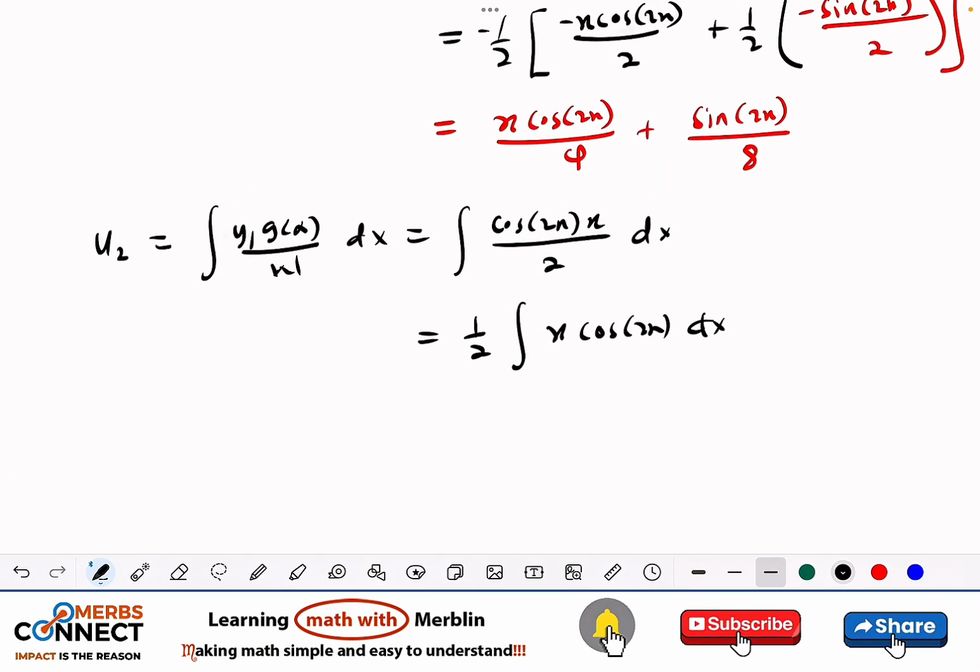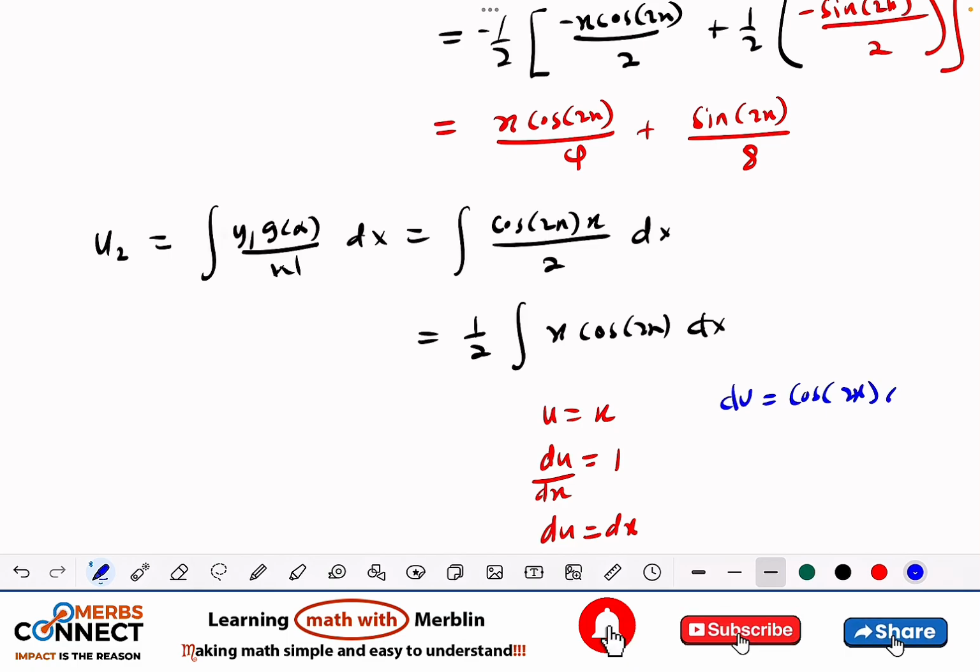So the same integration by parts again. u is equal to x, du over dx is equal to 1, which implies that du is the same as dx, right? And then here our dv will be equal to cos 2x dx.